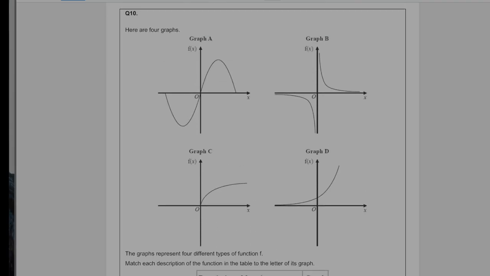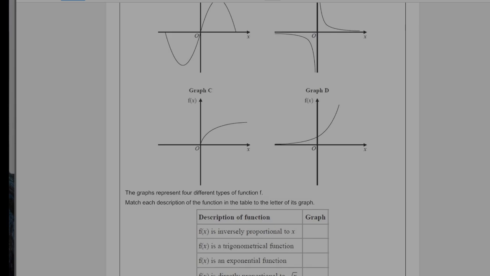Question 10. Here are four graphs, graph A, B, C, D. So we've got what looks like a sine curve, possibly a cubic, a reciprocal, we've got a root, and we've got an exponential. Right, so match the description to the graph.